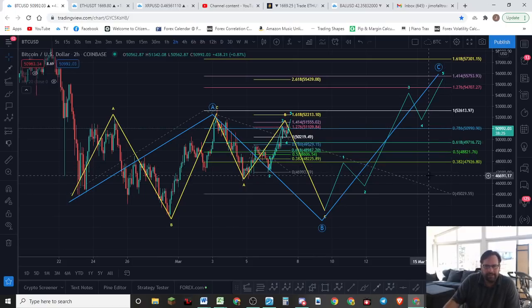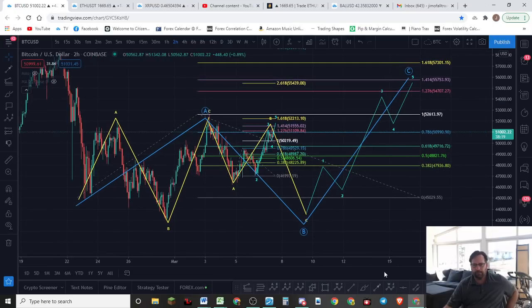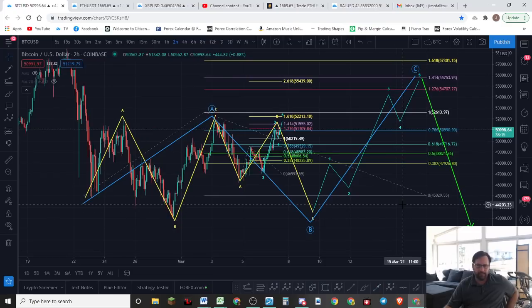All right, guys, that's it. I just wanted to share that idea. We're looking for a flat, big, complex move to the upside, and then afterwards, looking for a heavier dump to the downside. That's the way I'm thinking right now. That could change depending upon how the market moves.